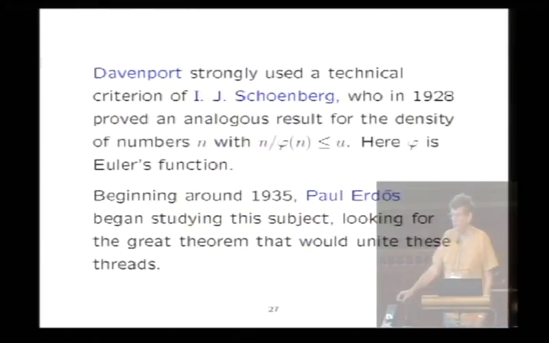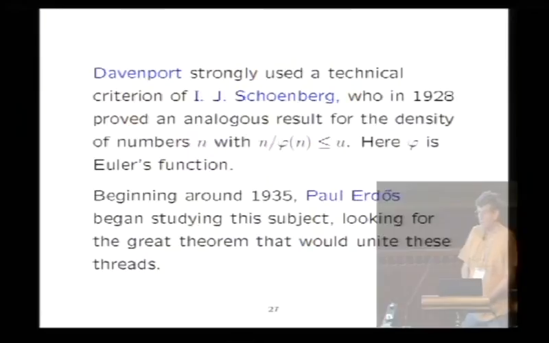Now, Davenport's proof of this very nice theorem was analytic and technical, and also did not really stand on its own. It was based on a proof of a similar result from 5 years earlier by I.J. Schoenberg. And Schoenberg's similar result dealt with a similar function. Instead of looking at the ratio sigma n over n, Schoenberg looked at the ratio n divided by phi of n. Here, phi is Euler's function. And this ratio n divided by phi of n is very similar to the ratio sigma n divided by n.